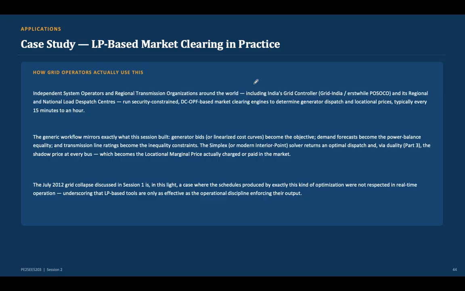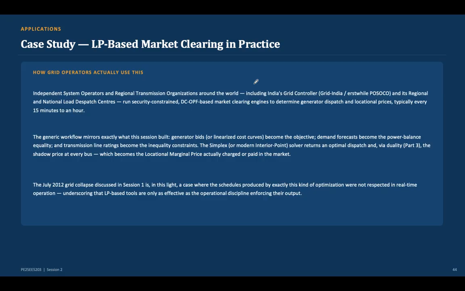The exact market design, clearing interval, bidding rules, and pricing mechanism depend on the particular market and operational process. So we would distinguish the general optimization principle from any one implementation.